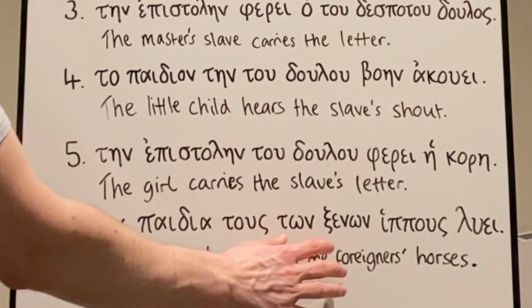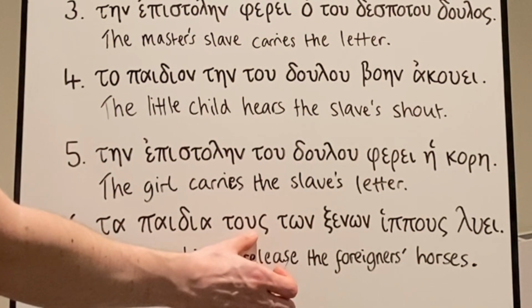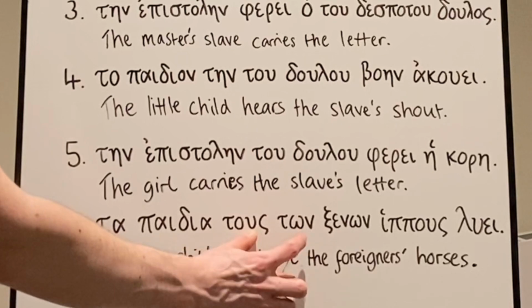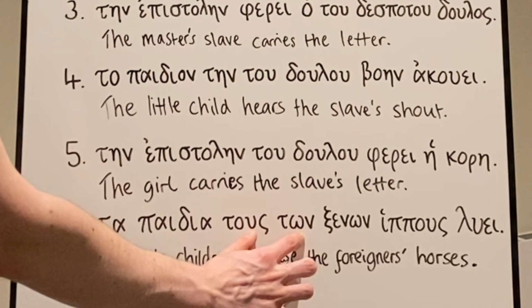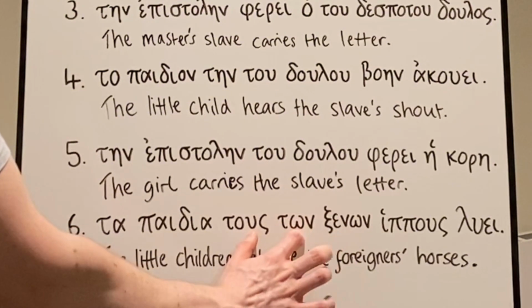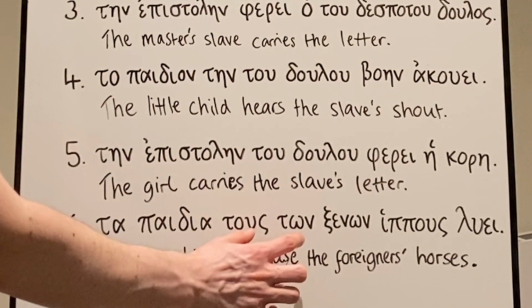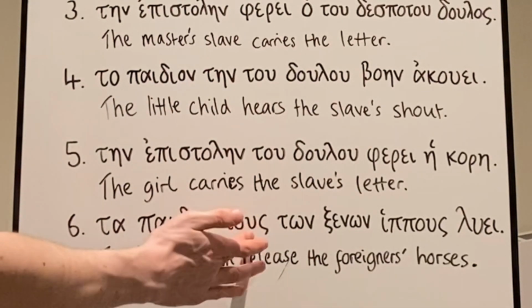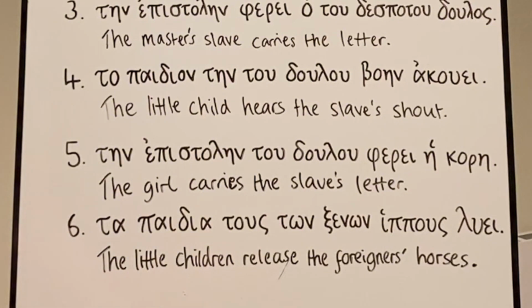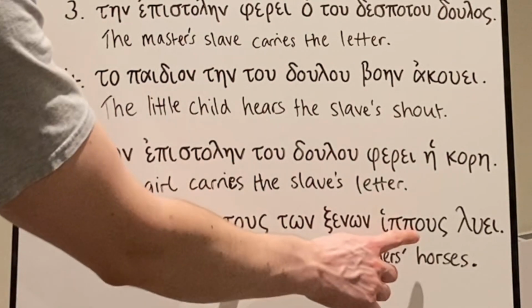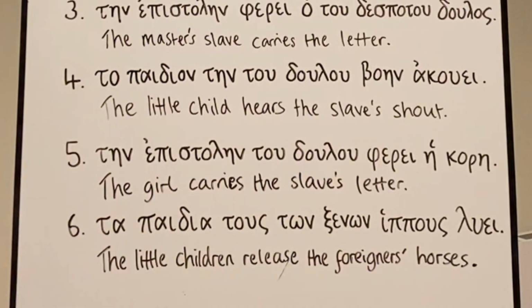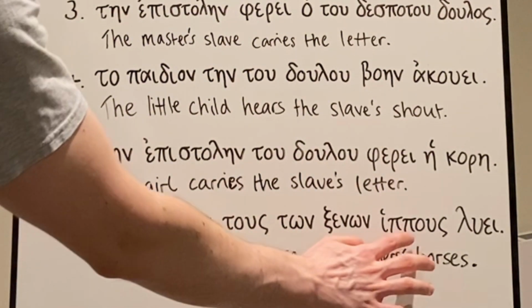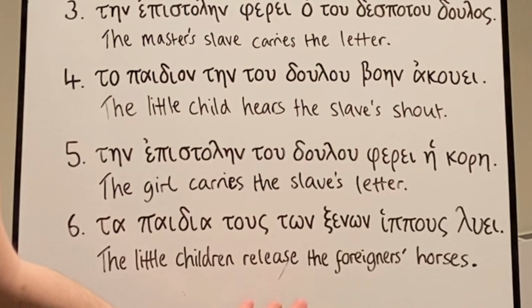And then we've got tous ton xenon hippous. We've got tous, which we know is masculine accusative plural, and ton, which is genitive plural. Here it's masculine genitive plural since it's going with xenon. But in any case, since we've got two definite articles next to each other, one of which is genitive, and we haven't got this one as a repeated definite article, we know that we're dealing with a genitive sandwich. We've got the sandwich construction here, and therefore we know that this means the horses of the foreigners, and that these horses, because tous is accusative, must be the object.